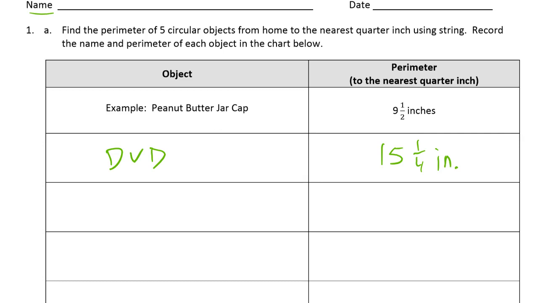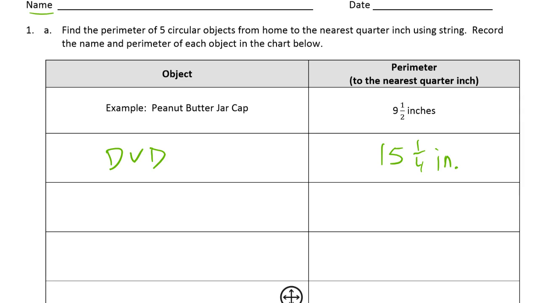And something else that's round, that's not too big, because if you pick something really big, it's going to be really hard to get the string. You want to get something that the string can go all the way around. I'm going to measure, I have a bottle of aspirin, and I'm just going to go around. You might hear it rattling as I wrap the string around it. And there I've got the spot where it comes back around to meet the end of the string.